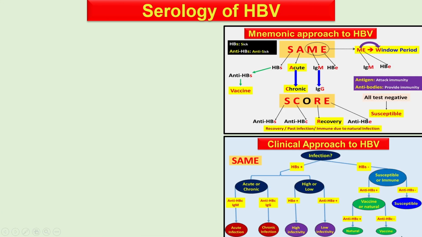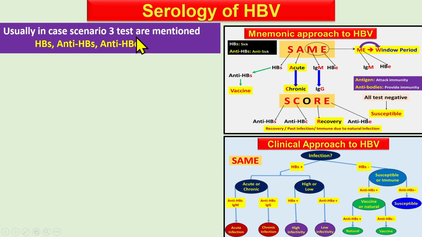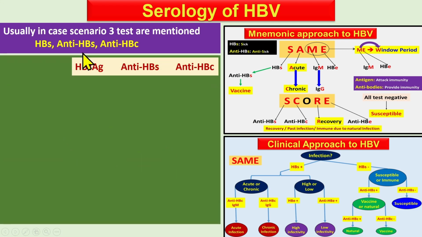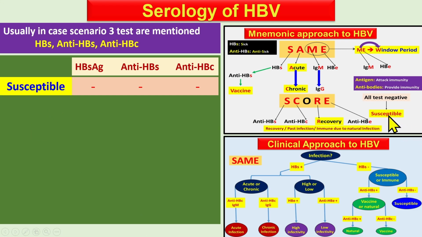let's look at some MCQ pointers. In the MCQ case scenario, you will mainly see three tests: HBS, anti-HBS, and anti-HBC. By looking at these three tests, you can define the phase of the infection. Okay, so look at this: if it's all negative, try to answer it. All negative, it's susceptible. You know better.